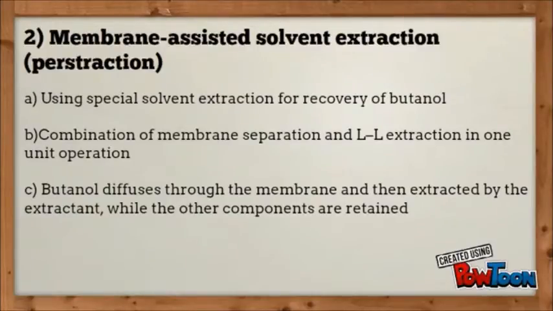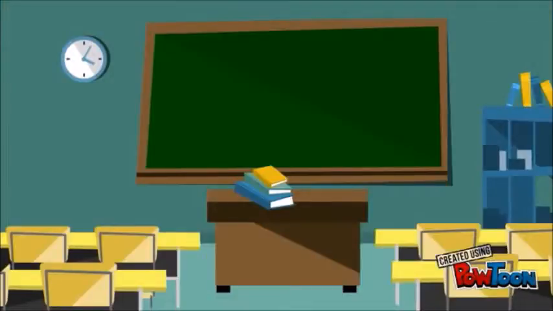Next is about perstraction. This process uses a special solvent extraction for recovery of butanol. It is a combination of membrane separation and liquid-liquid extraction in one unique operation. The butanol is diffused through the membrane and then extracted by the solvent, and the other components are returned.